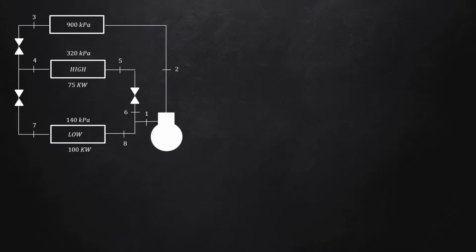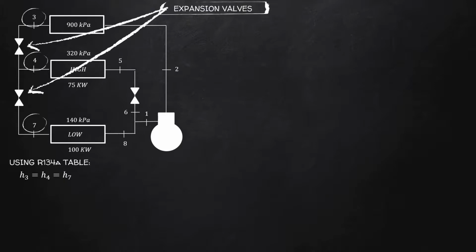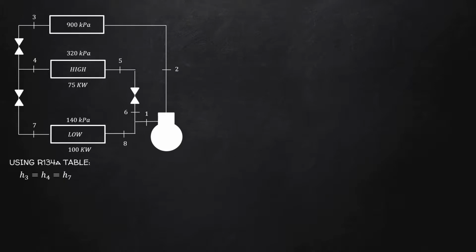To understand the problem better, we need first to illustrate the schematic diagram. Using our 134A table, find the enthalpies required to solve the problem. For state 3, 4 and 7, their enthalpies are equal because they are only separated by expansion valves. For their enthalpies, the saturated liquid, or hf at 900 kPa is equal to 101.61.